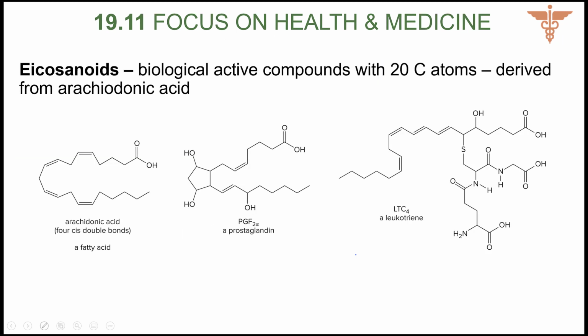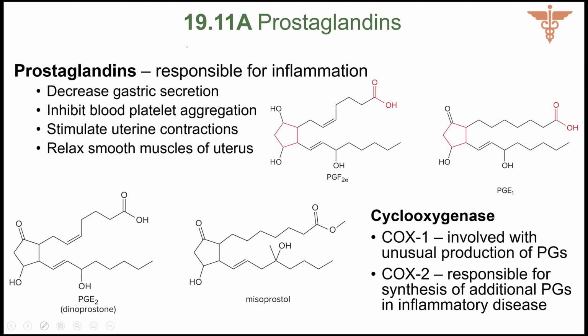Eicosanoids are biologically active compounds that have 20 carbon atoms. So eicosane is a 20 carbon chain. So these fatty acids that have 20 carbons are called eicosanoids. They are derived from arachidonic acid. You can see arachidonic acid, which has 4 cis double bonds, and from that can be made PGF2 alpha, which is a prostaglandin. And then we also have LTC4, which is a leukotriene. And we'll talk about those in the next couple slides.